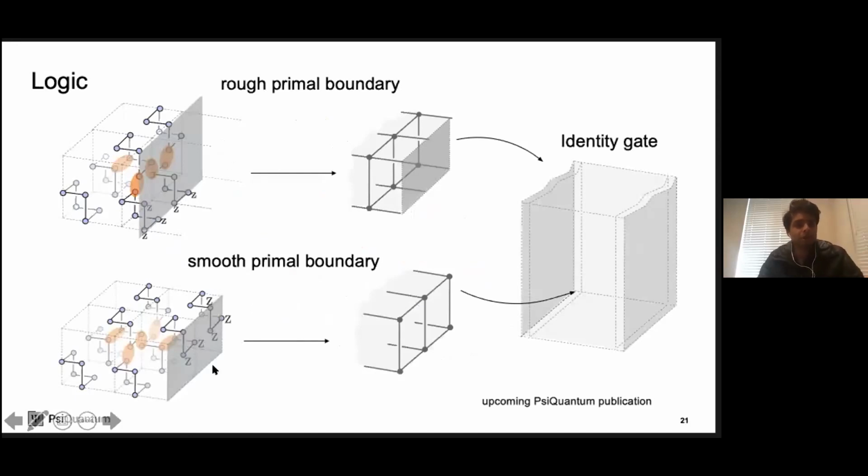If it's in the middle of a unit cell, by performing some other set of single qubit measurements, you can get a smooth boundary. And by combining these rough and smooth boundaries, for instance, one could define an identity gate. I won't have time to go into details here, but we have an upcoming publication which goes into more details about how gates can be defined in this particular framework.